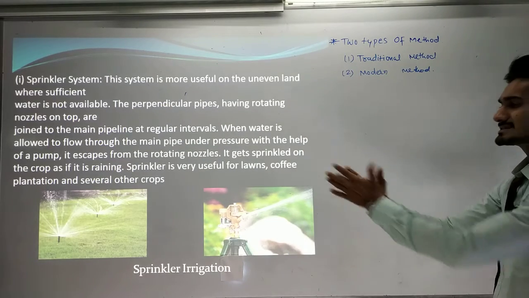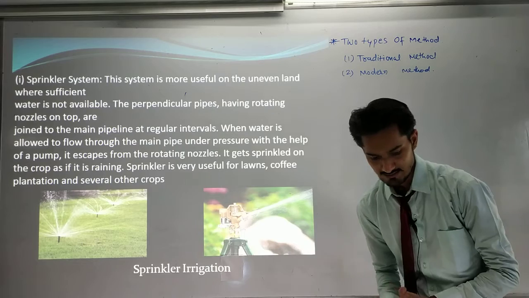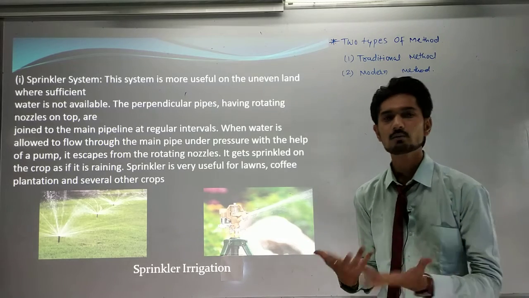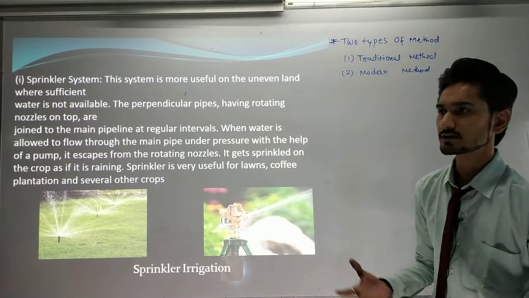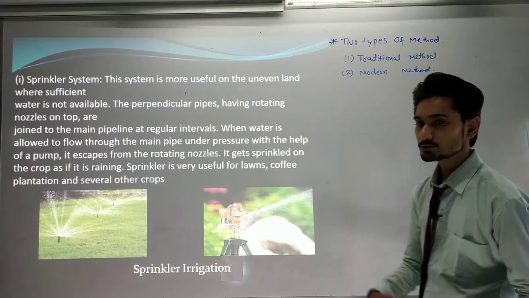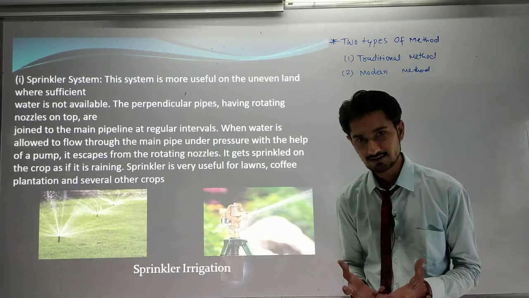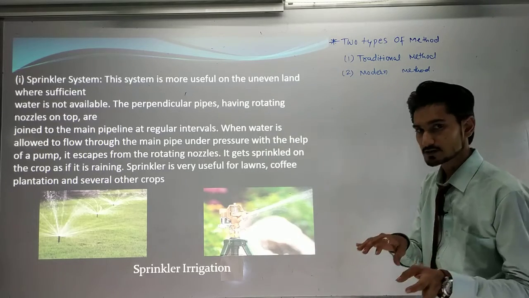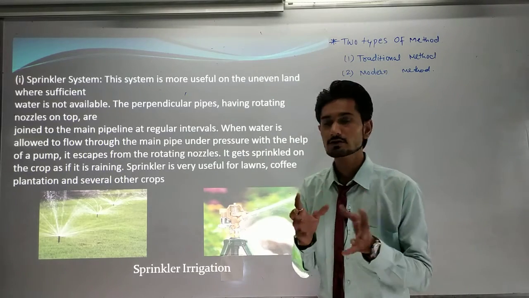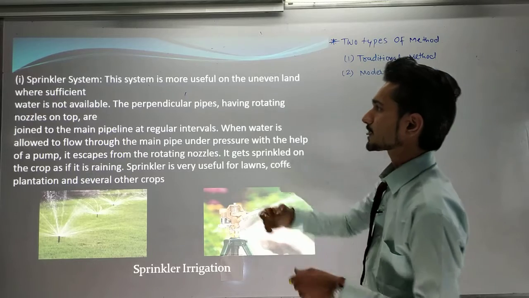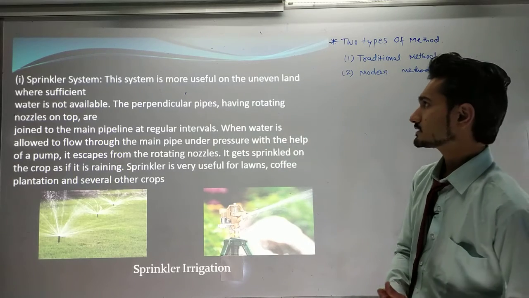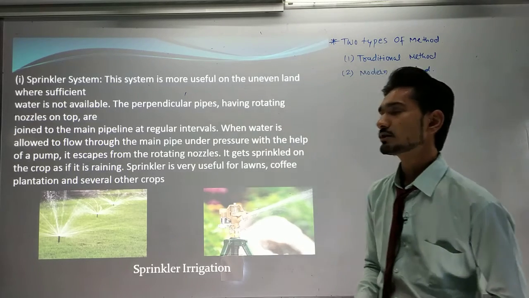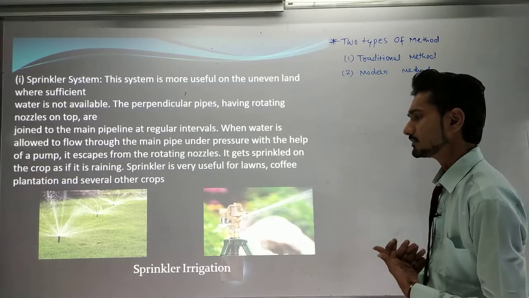Okay, so what is the sprinkler system? Sprinkler means we have to sprinkle the water onto the crops that we are growing in the fields. Okay, we are growing the crops in the field, not filling the crop. So you have to learn that, and you also have to understand that. Okay, this system is more useful on uneven land where sufficient water is not available.